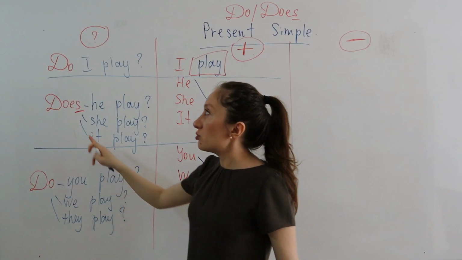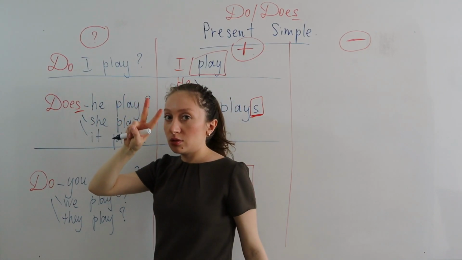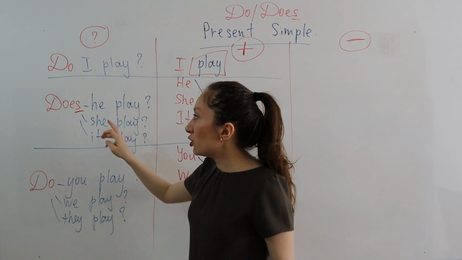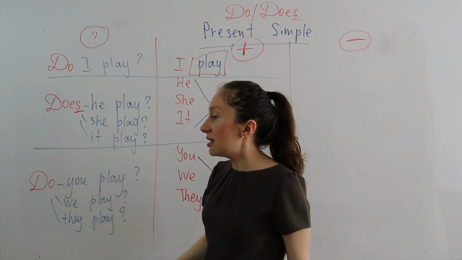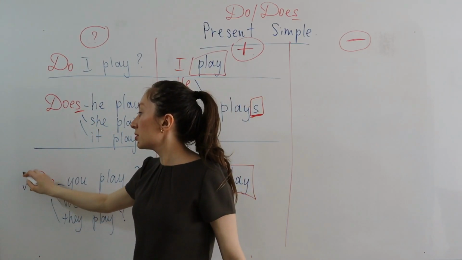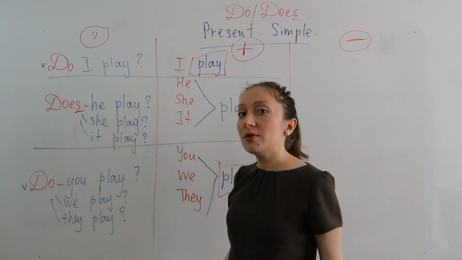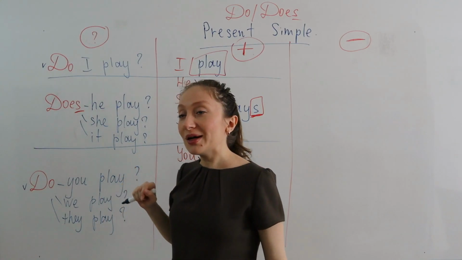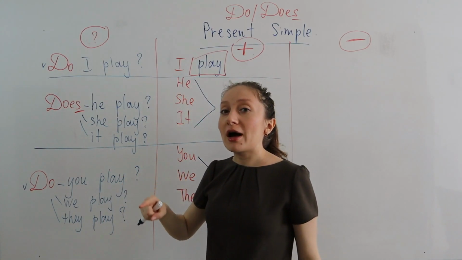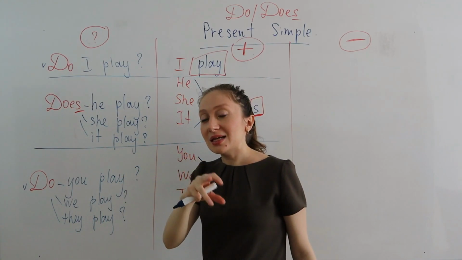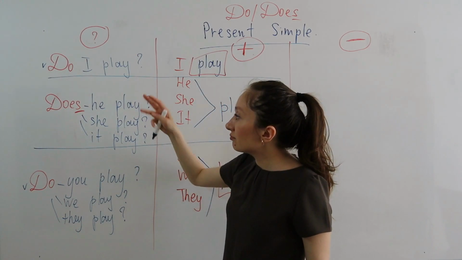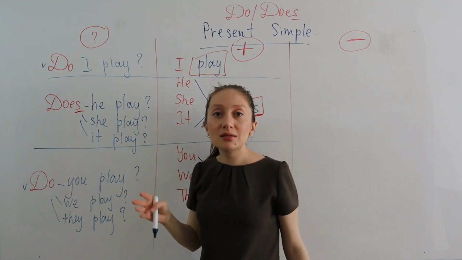We remember that to make a question we need an auxiliary verb, do or does. Does you use just with he, she, it, and the rest will be do. Okay? Very easy. Now you can press the stop button and try to make practice sentences about your life.